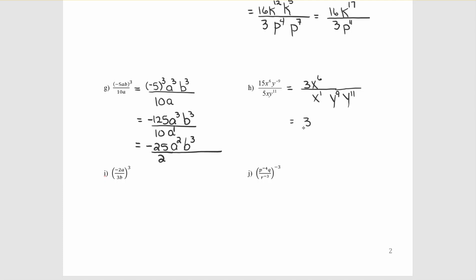So I have 3. And now I think about this. I have 6 x's across the top. I have 1 across the bottom. So if I cancel or subtract, I end up with 5 of them on top. These are on the same side of the line, so I'm going to total them up. I have 9 y's, and then I have 11 more y's. So when I add those up, I end up with 20 of them on the bottom.